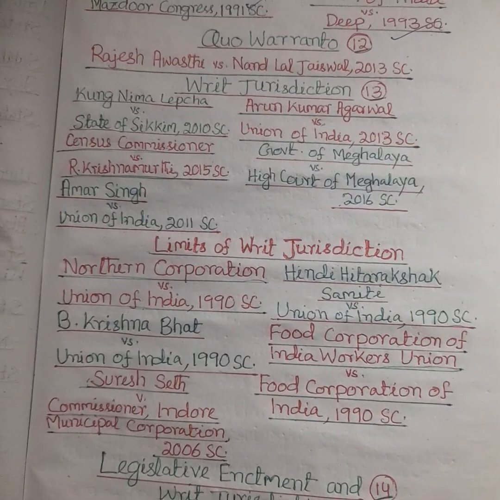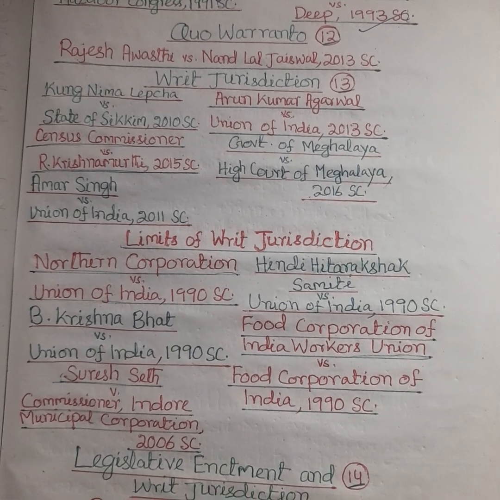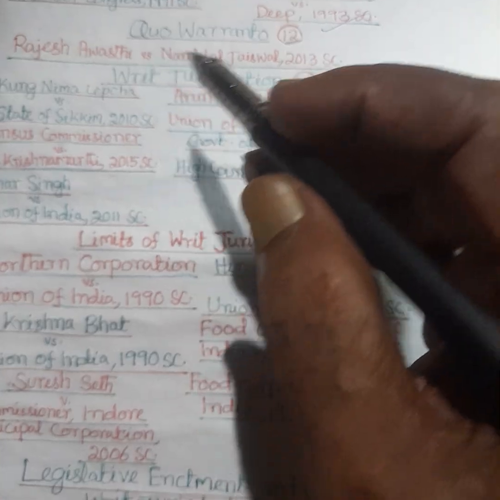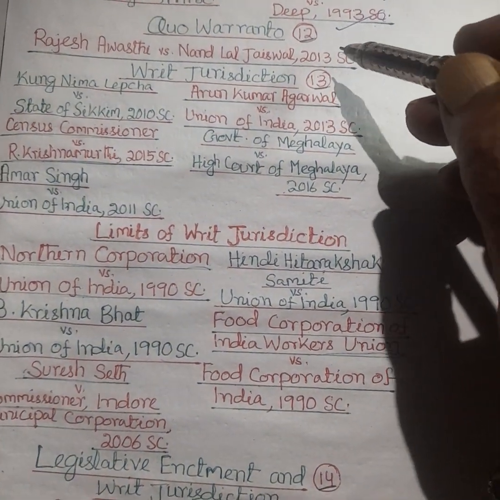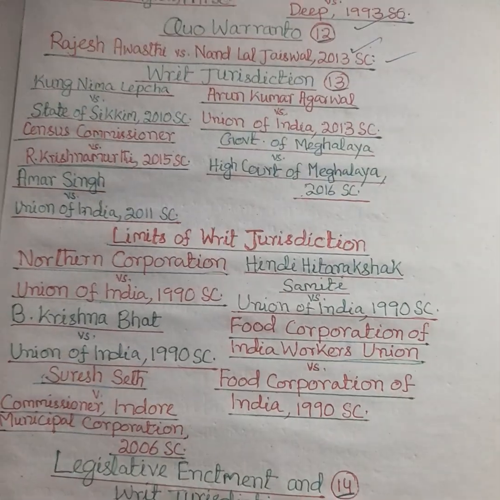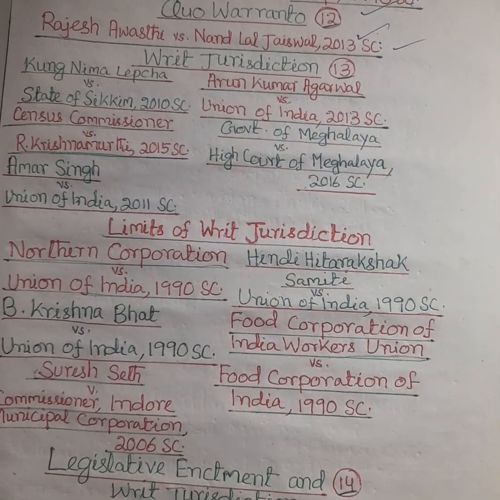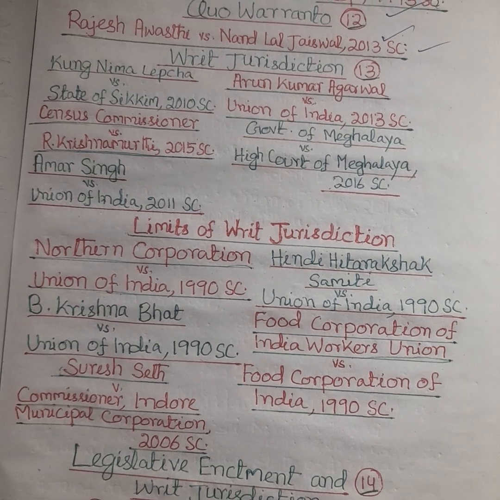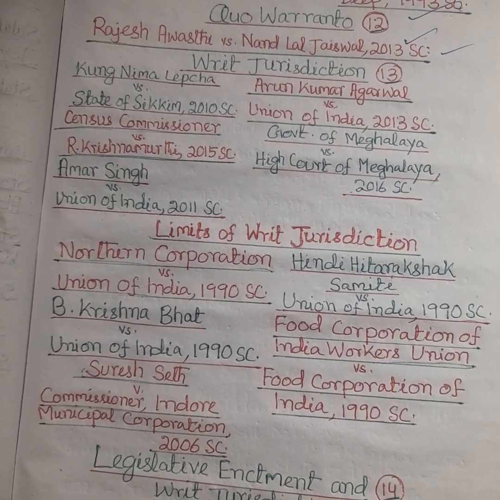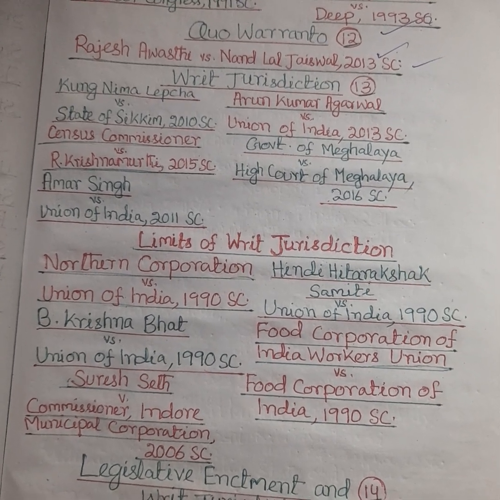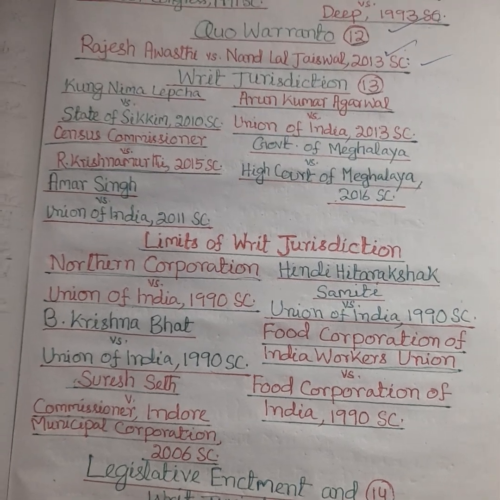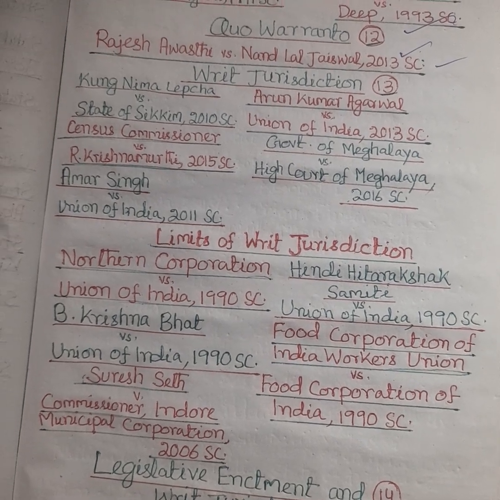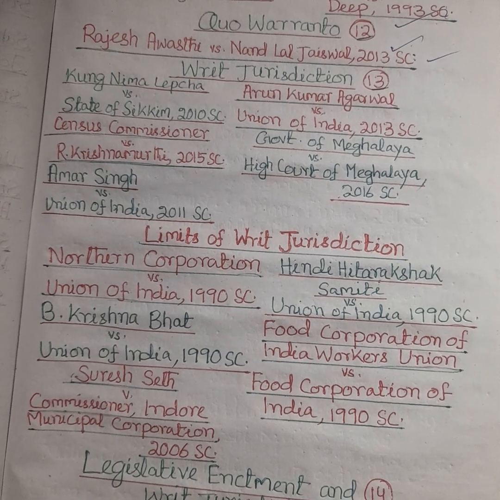Regarding quo warranto, we would like to discuss only one important leading case, and that is Rajesh Awasthi versus Nandlal Jaiswal, which was decided in 2013 by our Supreme Court, where it was clearly laid down the locus standi for the issuance of the writ of quo warranto. In that context, the apex court pronounced that a citizen can claim a writ of quo warranto, and he stands in the position of a relator.